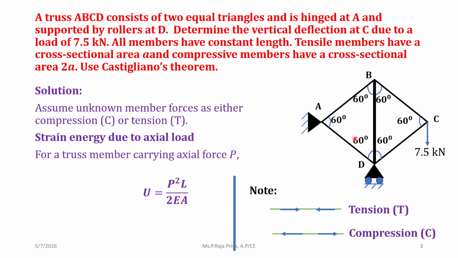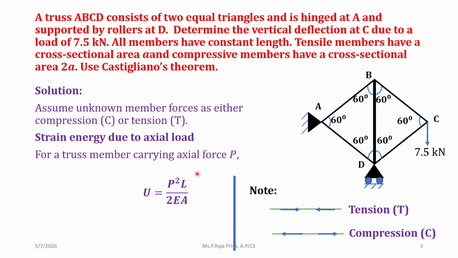some compressive members and some tensile members are here. And for tensile members, the area we have to take is A, and for compressive members we have to take the area as 2A. But the length is constant for all the members. So totally we have 5 members here: AB, BC, CD, DA and BD.